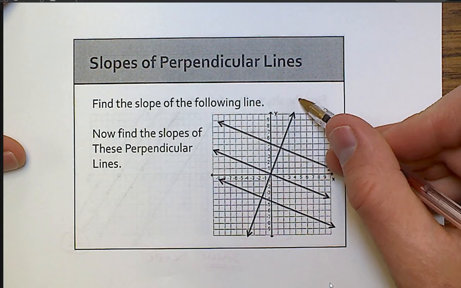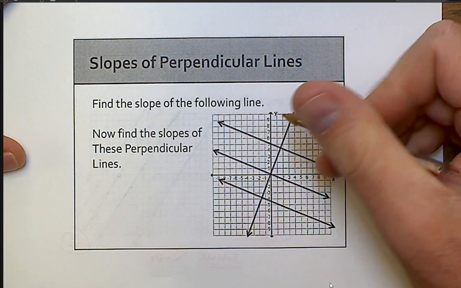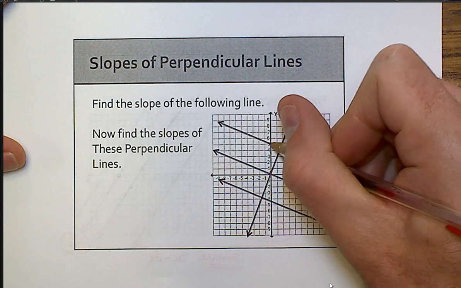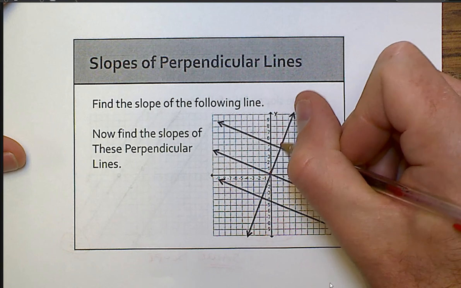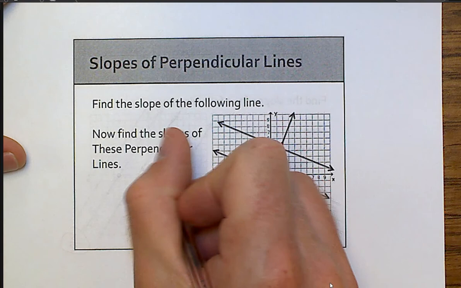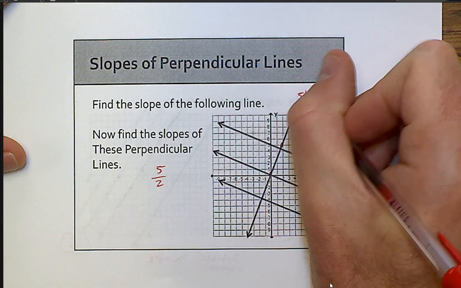Perpendicular. So you can see here, let's find this line right here. Let's focus on this line first. Let me see if I can find the slope of that line. Looks like it's going up here. And 1, 2, 3, 4, 5, 1, 2. So the slope of this line right here is up 5 and to the right 2. So that is, I'll put it over on here, 5/2 for the slope of this line.